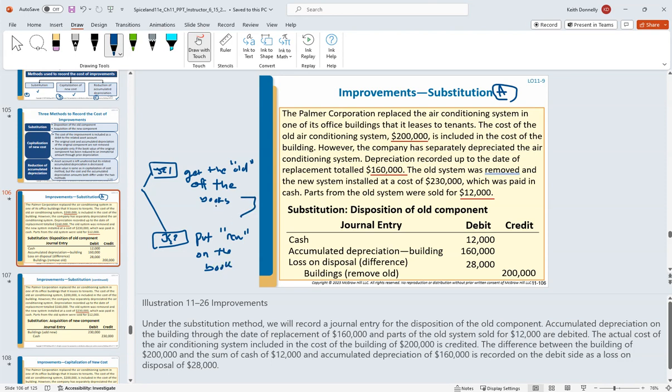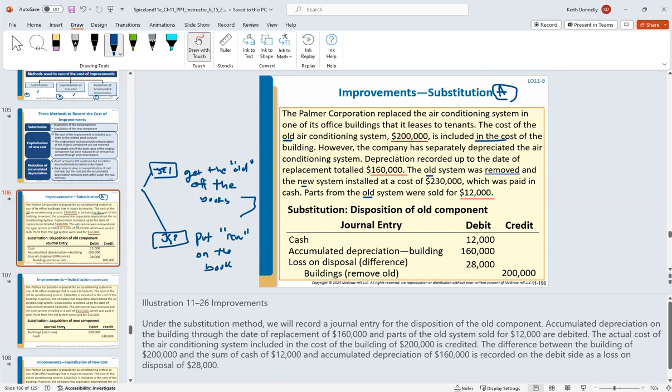Let's look at this with an example. A corporation replaced the air conditioning system in one of its office buildings that it leases. The cost of the old air conditioning system was $200,000. It is included in the cost of the building, so whenever they debited building, this air conditioning unit was part of it. However, the company separately depreciated the air conditioning system. Depreciation recorded on the date of replacement totaled $160,000. The old system was removed and the new system was installed at a cost of $230,000. Parts from the old system were sold for $12,000.